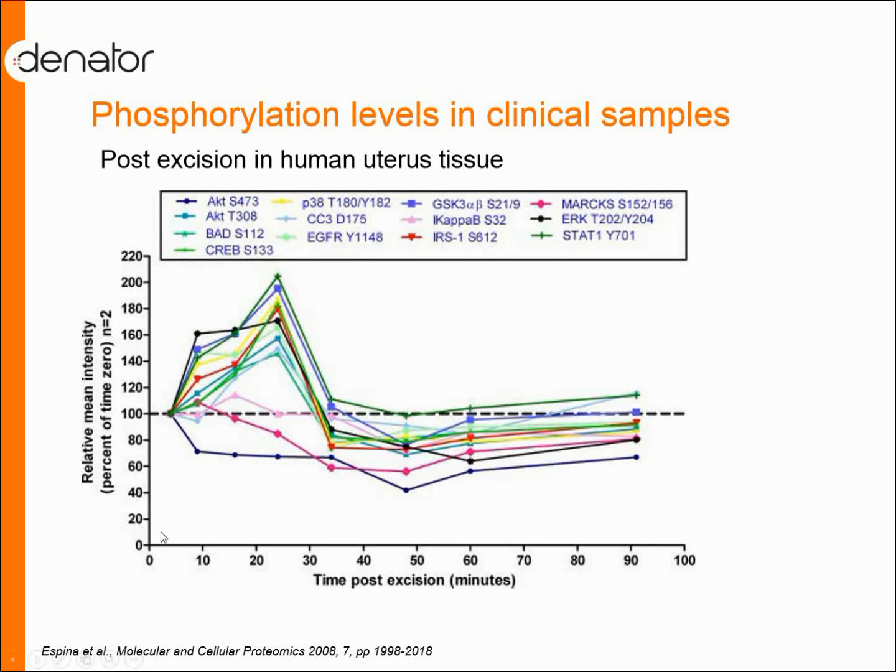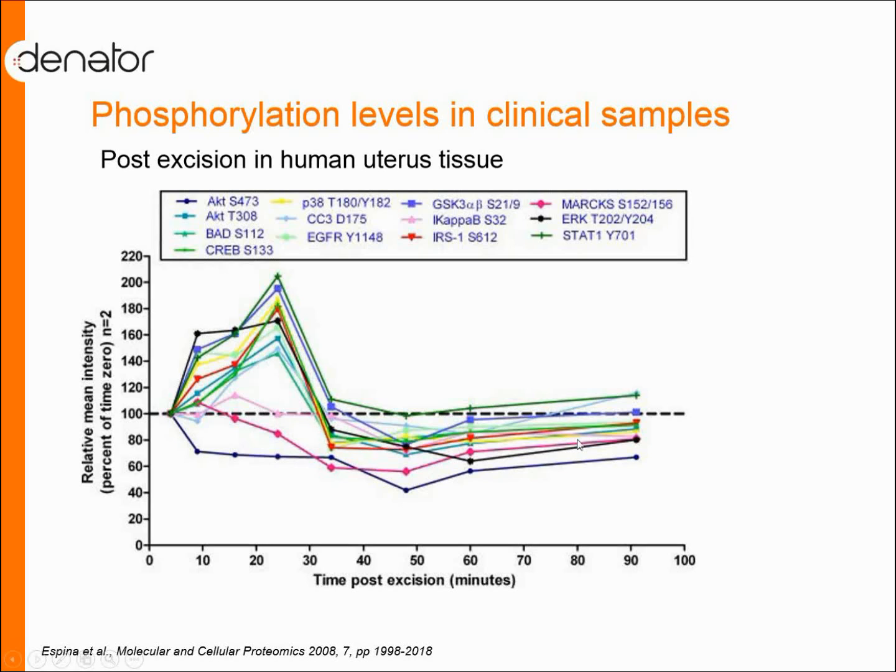They're looking at, in this case, a post-excision. They're using human uterus tissue, and they're also looking relative to the level on the first time point here. In their case, they're seeing an initial increase for quite a few of the phosphorylations. Some of them decrease rapidly, and at some point here, 25 or so minutes post-excision, they see this rapid decrease.